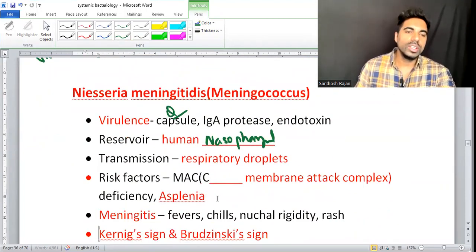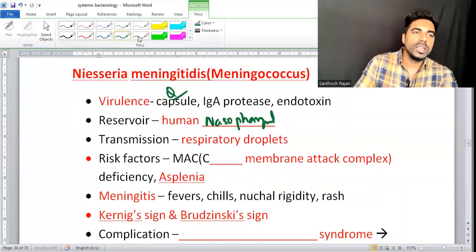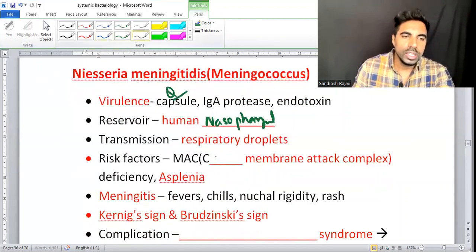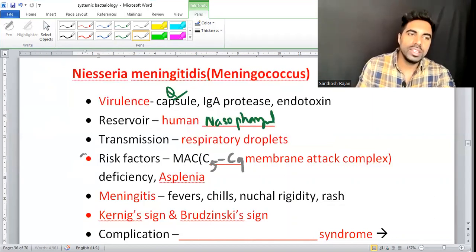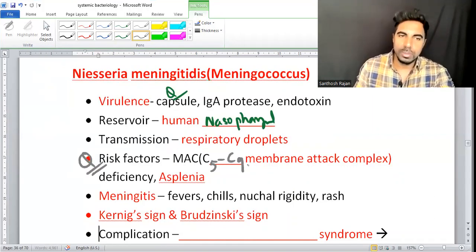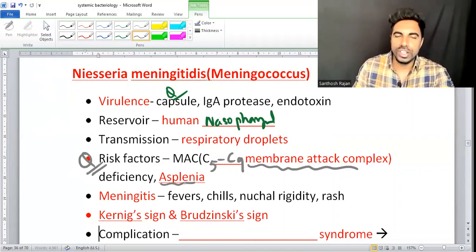Okay, now the risk factors. What is the risk factor? One is MAC complex deficiency. MAC is what? Complement C5 to C9, the membrane attack complex. When there is a deficiency, this is a repeatedly asked question: membrane attack complex deficiency. If you are an asplenia patient, there is increased risk of Neisseria meningitidis. That's an important question.